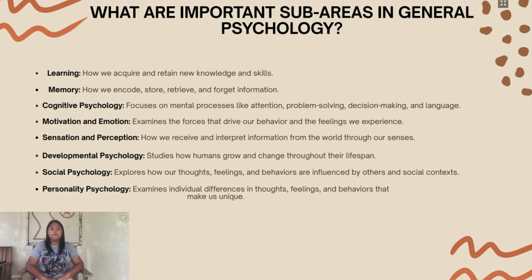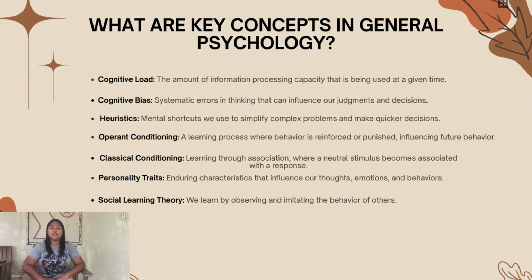There are important sub-areas in general psychology. It involves learning, memory, cognitive psychology, motivation and emotion, sensation and perception, developmental psychology, social psychology, and personality psychology. The key concepts in general psychology involve cognitive load, cognitive bias, heuristics, operant conditioning, classical conditioning, personal traits, social learning theory.